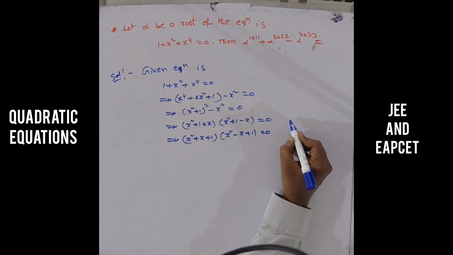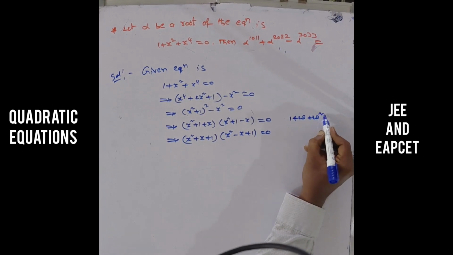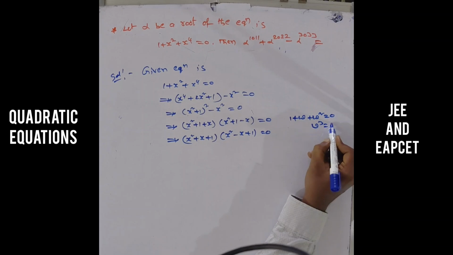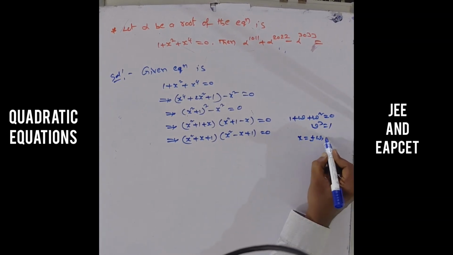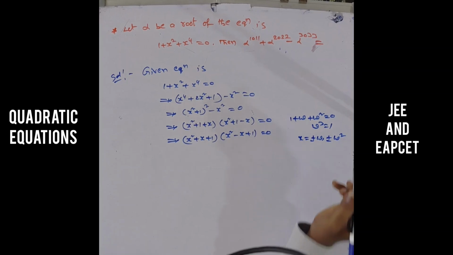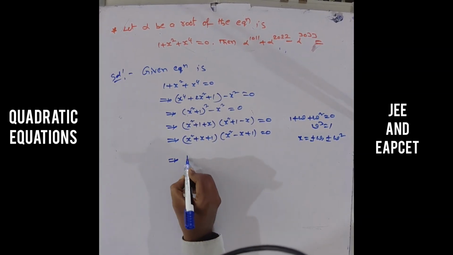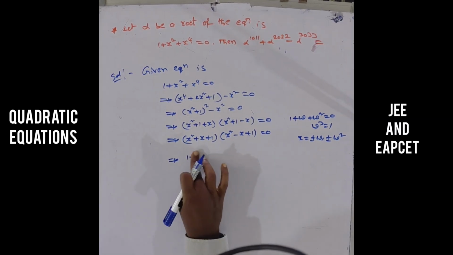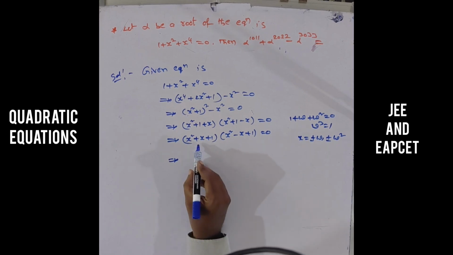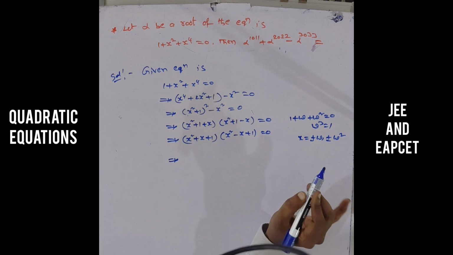Cubic root of unity: 1 plus omega plus omega square is equal to 0, and omega cube is equal to 1. So x is equal to plus or minus omega, omega square. Now 1 plus omega plus omega square equal to 0. Omega cube is equal to 1.